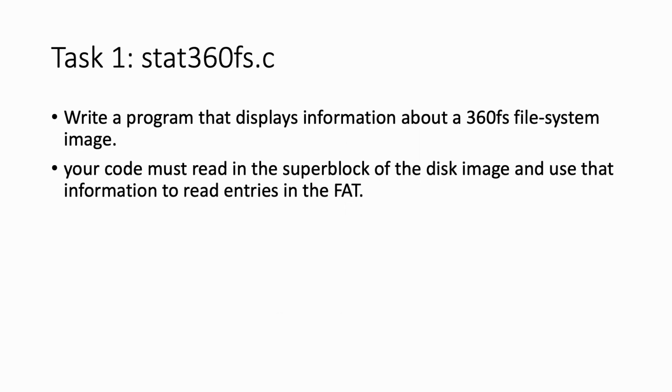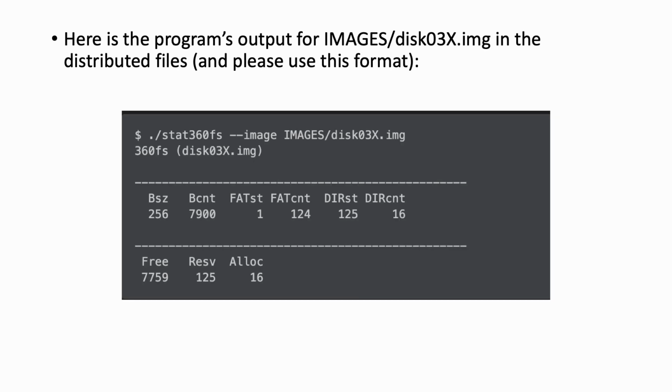So in this assignment, we have 3 tasks. For the first task, we need to write a program that displays information about a 360 file system image. Your code must read in the super block of the disk image and use that information to read entries in the FAT. And here is an example output.